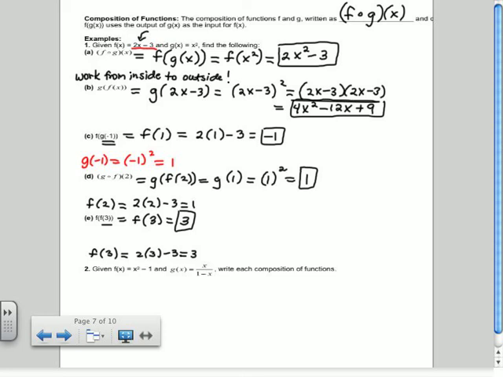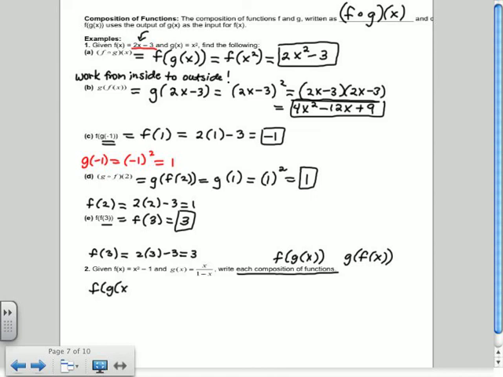Shh, guys. So I have, given f of x equals x squared minus 1 and g of x equals x over 1 minus x, write each composition of functions. When it says each composition of functions, that means you're going to find f of g of x, the fog one, and g of f of x, the gof one. So you're going to find both of those.